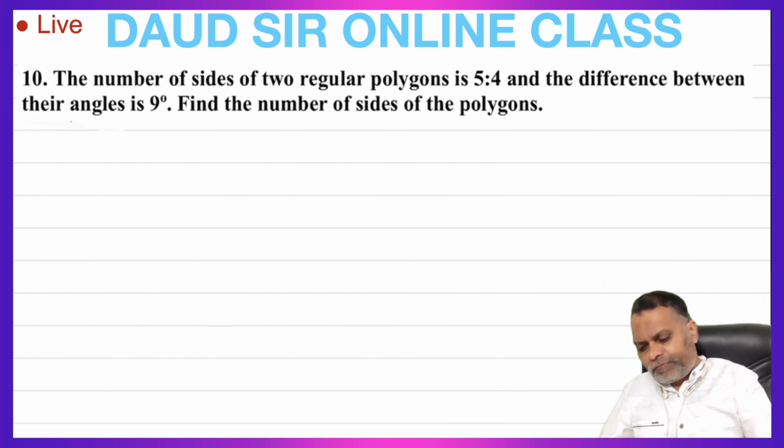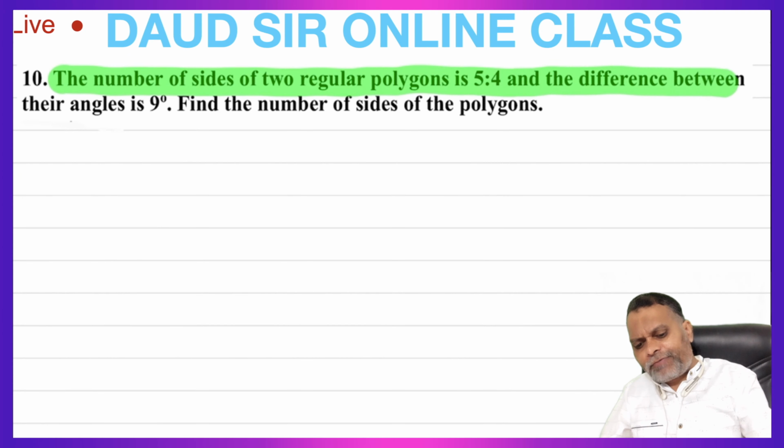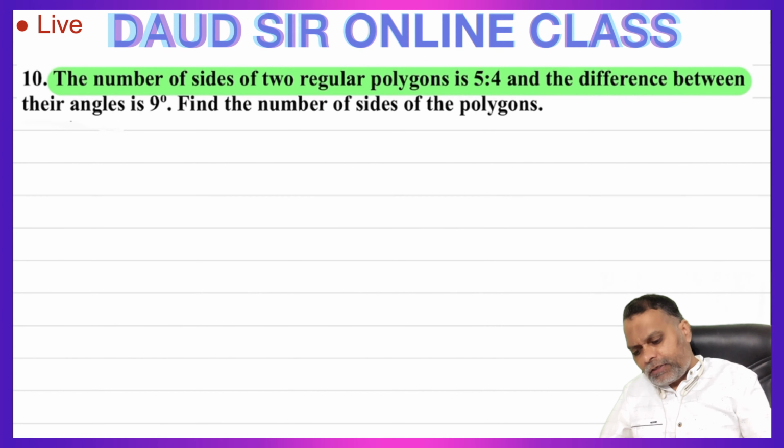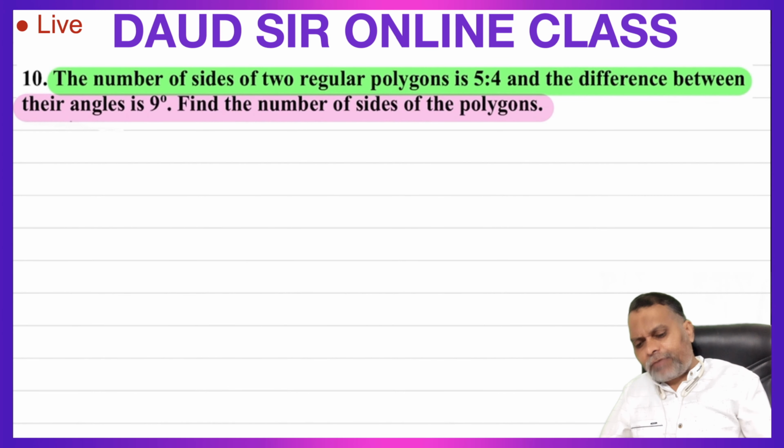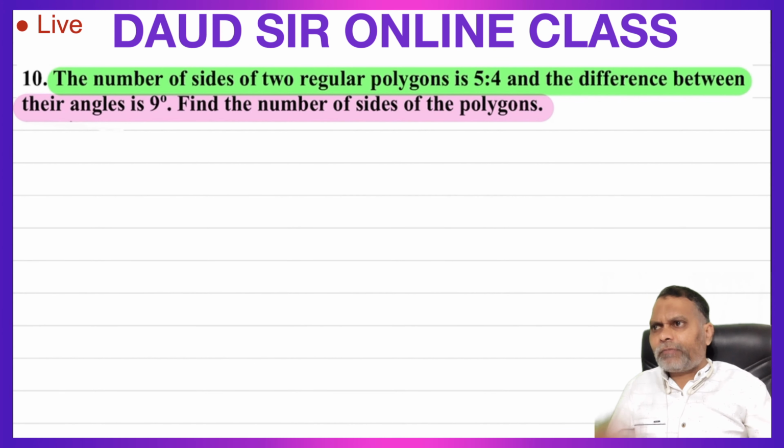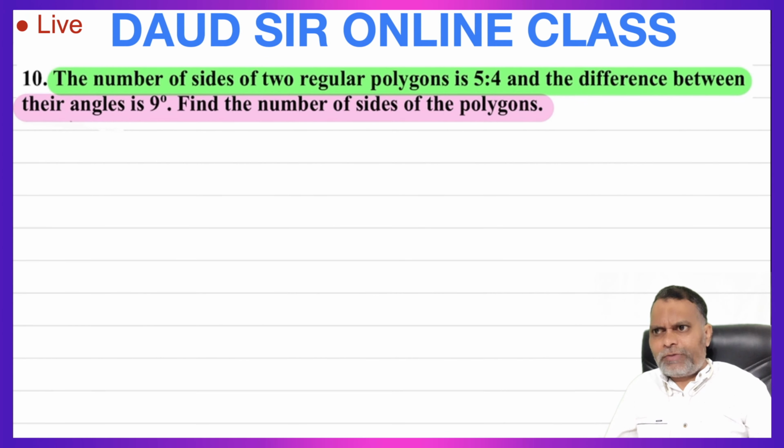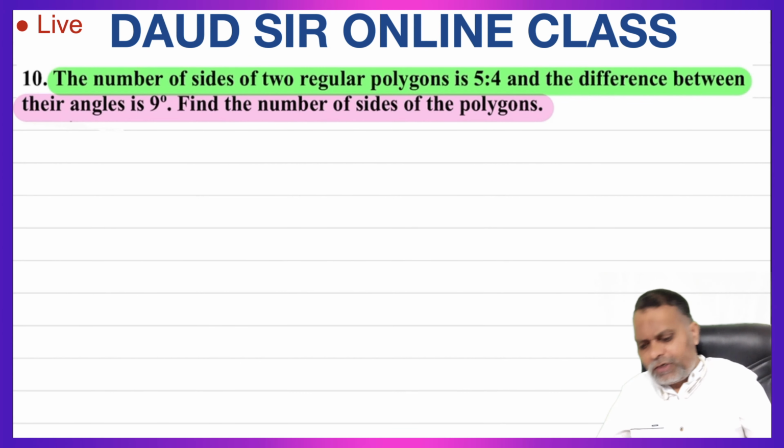Question number 10. The number of sides of two regular polygons is 5:4 and difference between their angles is 9 degree. Find the number of sides of two polygons. In this question, number of sides of two polygons are given 5:4. So we can consider their sides 5x and 4x, and difference between their angles is 9 degrees. So find the number of sides of polygon.